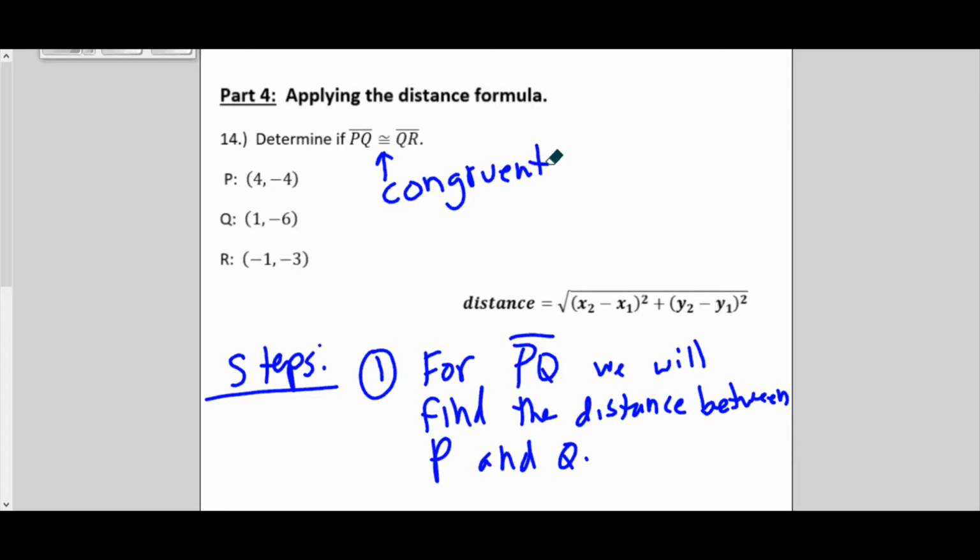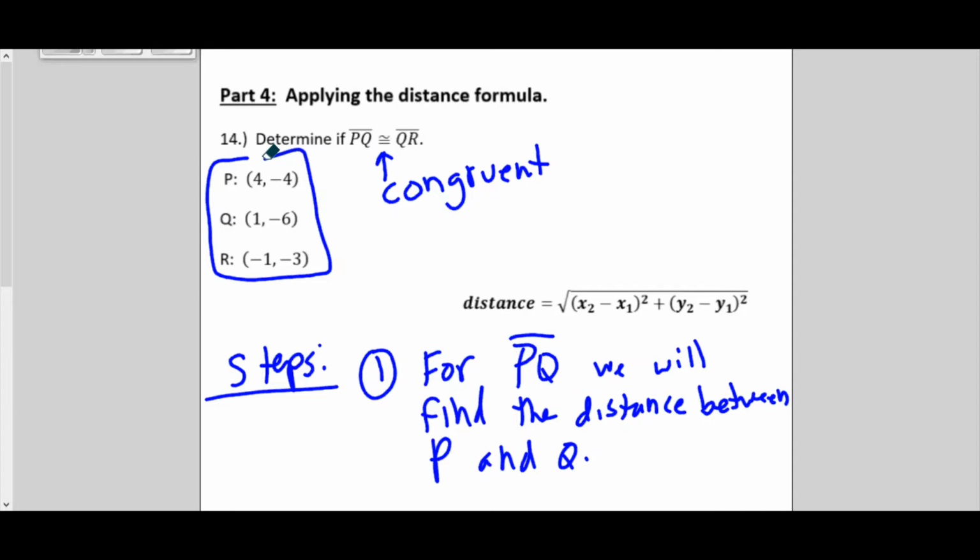So I labeled these 3 points for you. Point P is the ordered pair 4, negative 4. So you could plot that in the coordinate plane. Point Q is the ordered pair 1, negative 6. Again, you could plot that in the coordinate plane. And point R is the ordered pair negative 1, negative 3.